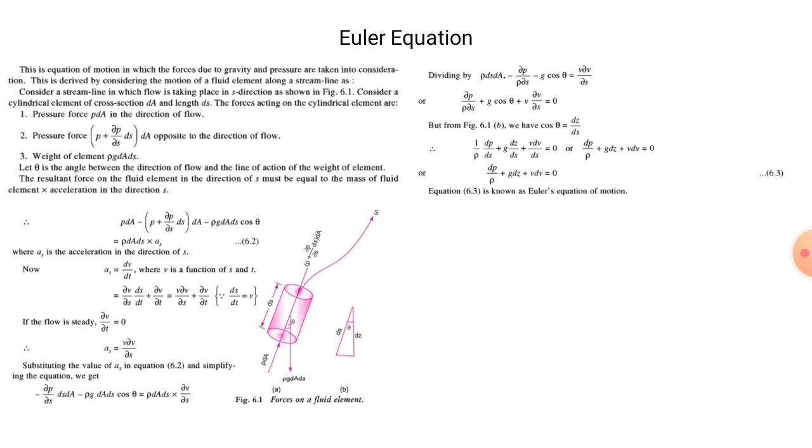From the figure, we have cos theta is equal to dz divided by ds. Therefore 1 by rho dp divided by ds plus g dz divided by ds plus v dv by ds is equal to 0. Therefore dp divided by rho plus g dz plus v dv is equal to 0, which is known as Euler equation of motion.